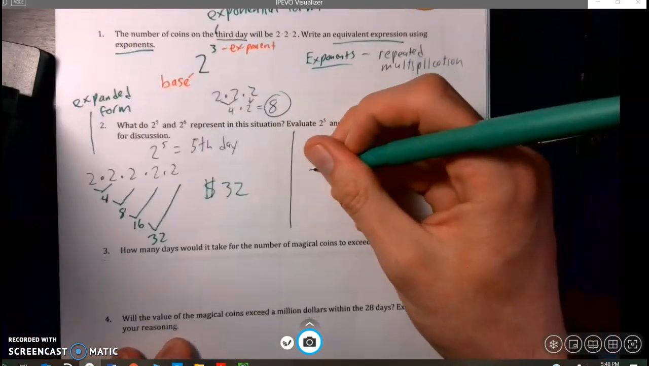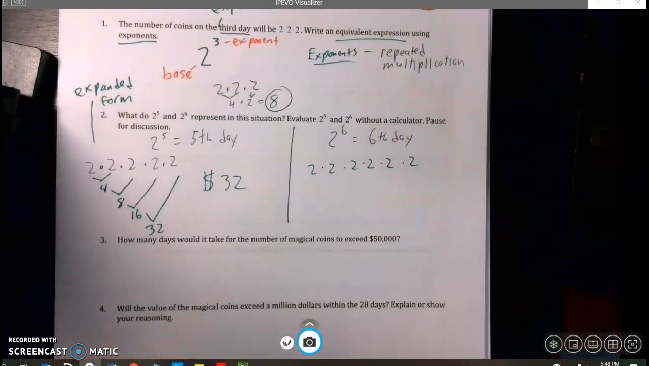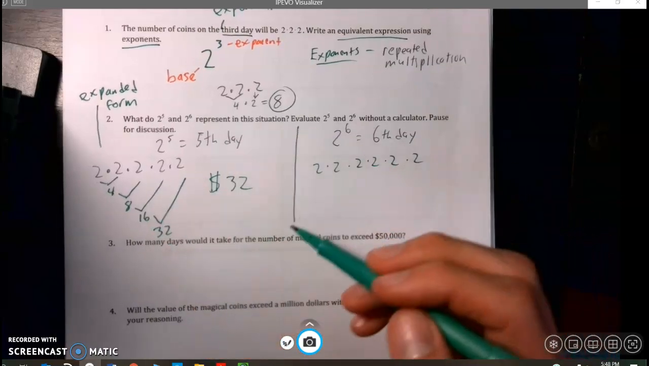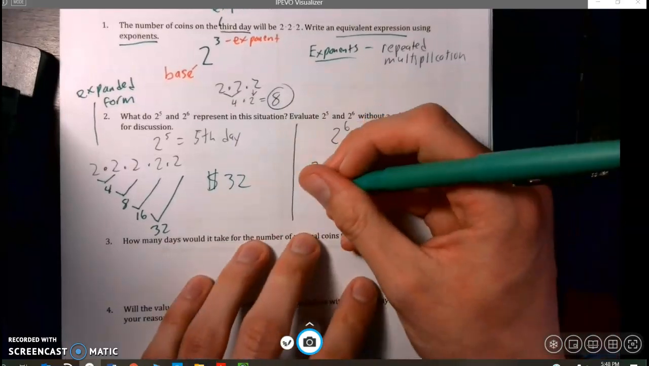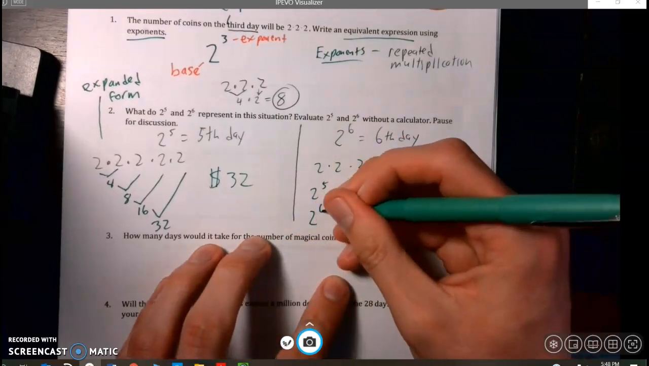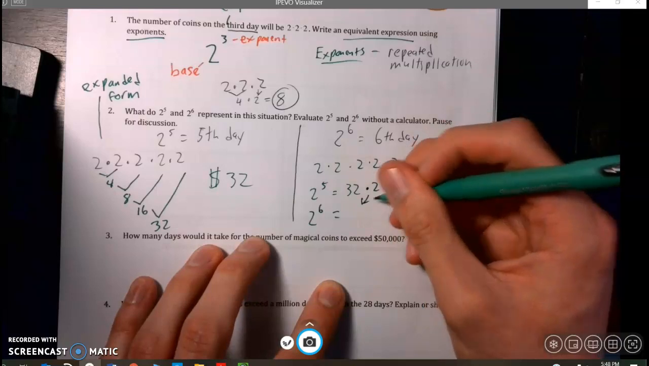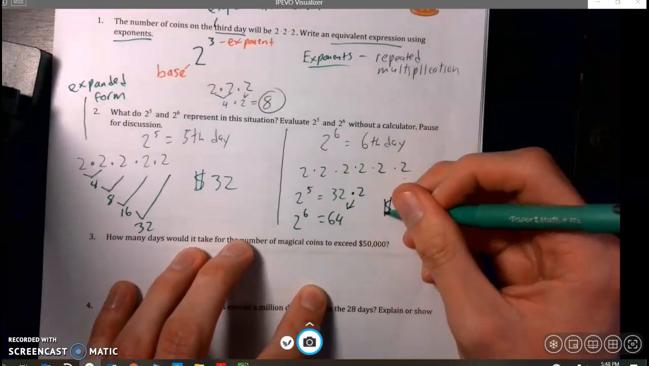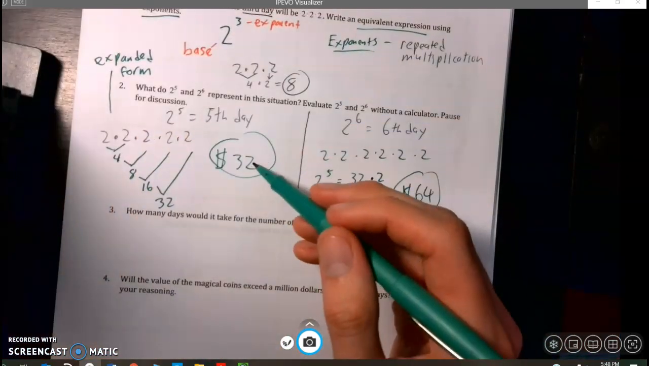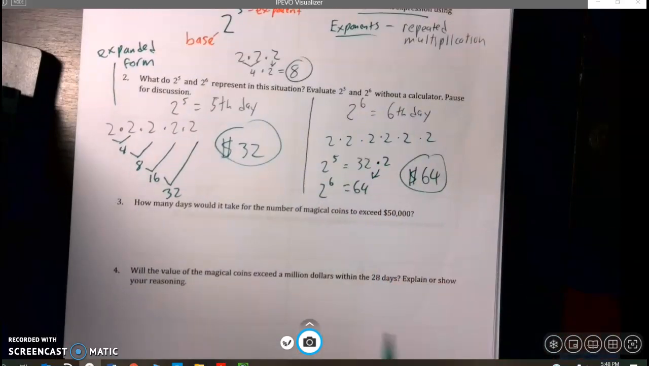And so 2 to the 6th power is 2 times 2 times 2 times 2 times 2 times 2. So 6 2's. We could do this again to get our answer, or we already knew that 2 to the 5th power was 32. So 2 to the 6th power is just one more 2, and that's 64. We just had to multiply our answer from before. If 2 to the 5th power is 32, then just multiplying it by 2 one more time would get us 2 to the 6th power, which is $64.